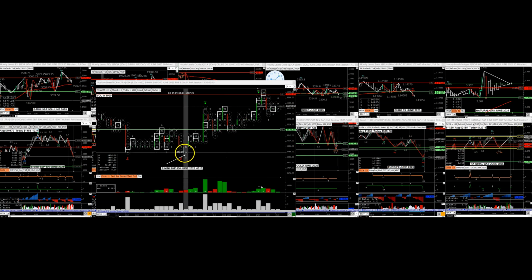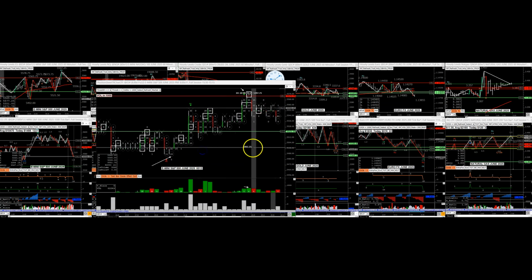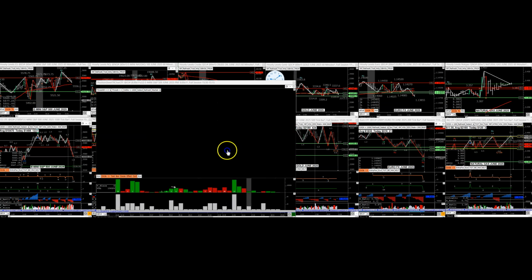This was Michigan Sentiment. This is the print right there, showing you a slight increase in effort, but a very significant decrease in reward or result. Very significant decrease. And that's what happened.